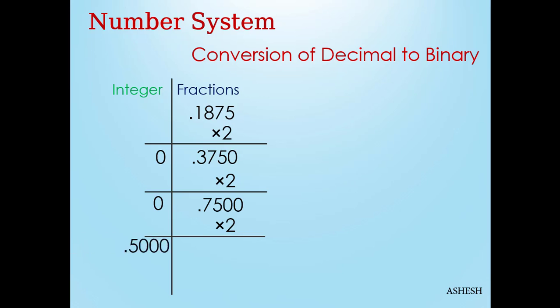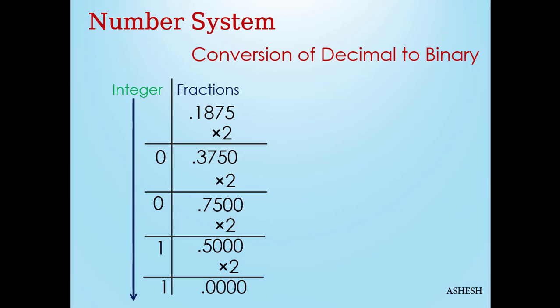Again multiply that fraction by 2, then we get 0.5000 as fraction and 1 as integer. Again multiply 0.5000 by 2, we get integer 1 and fraction 0. So again we have to count top to bottom.